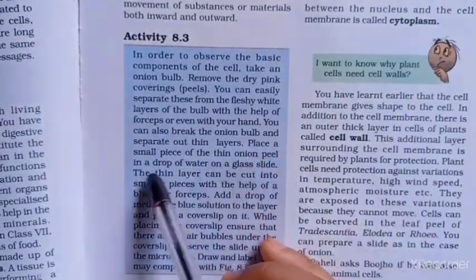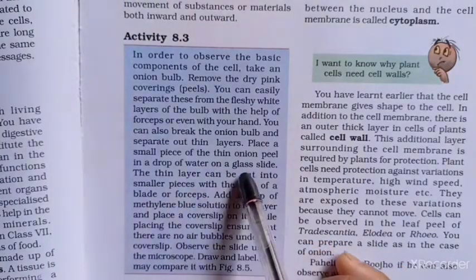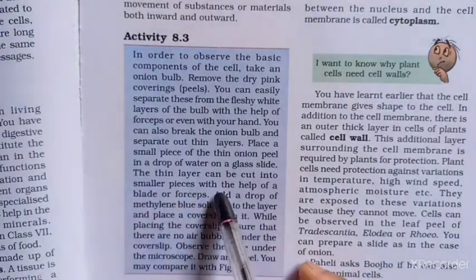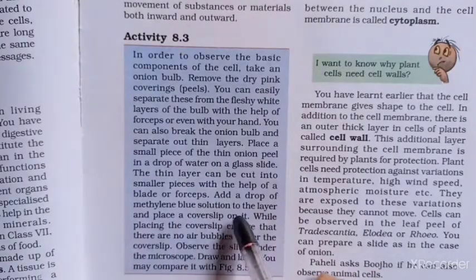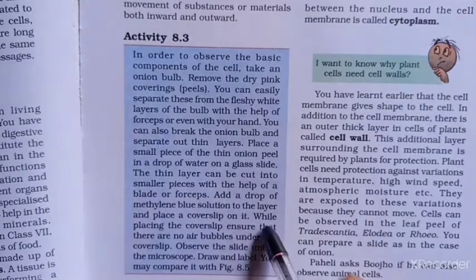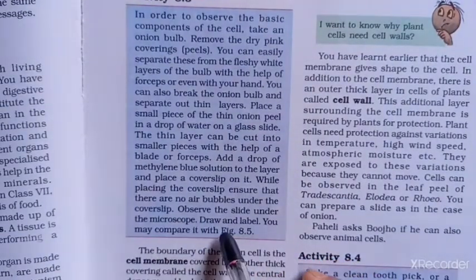Place a small piece of the thin onion peel in a drop of water on a glass slide. The thin layer can be cut into smaller pieces with the help of a blade or forceps. Add a drop of methylene blue solution to the layer and place a cover slip on it. While placing the cover slip, ensure that there are no air bubbles under it, and observe the slide under the microscope. Draw and label. You may compare it with figure 8.5.